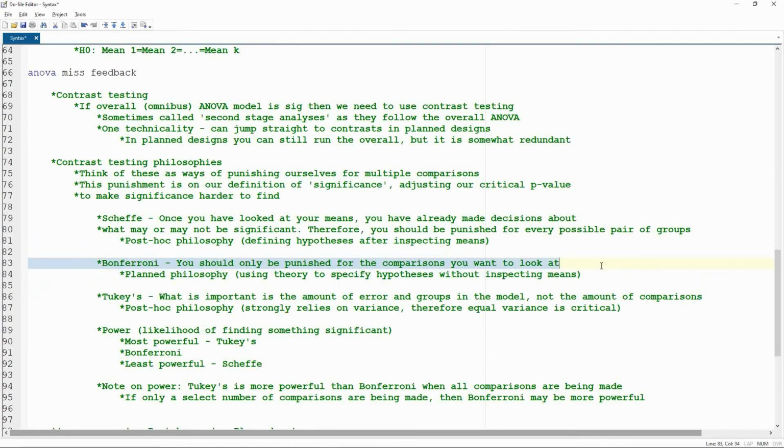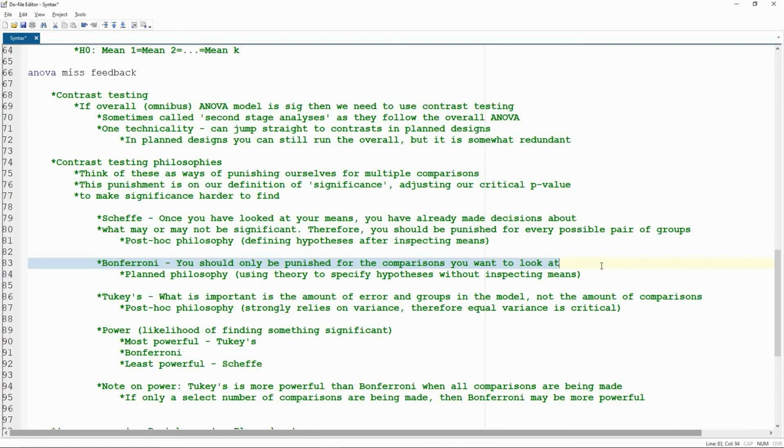Bonferroni is another kind of correction. It's extremely common, mainly because it's really, really simple. Bonferroni holds the philosophy that you should only be punished for the comparisons you want to look at. Whereas Sheffe is going to adjust our cutoff for significance based off every possible comparison we could make, Bonferroni says, well, let's literally adjust our 0.05 for just the number of comparisons that we do want to make.